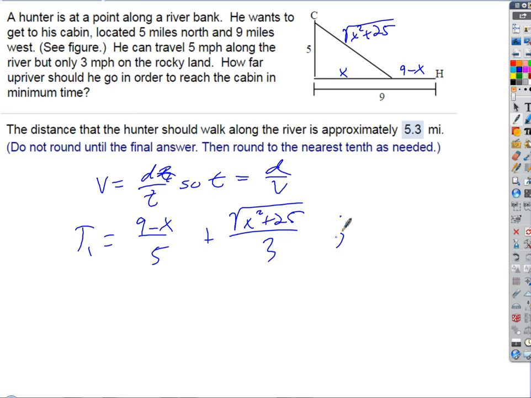What's our domain going to be? This is actually kind of nice, there's no secondary equation needed. X could be 1 to 9, well, probably 0 to 9, depending on where you leave the river. And how far upriver should he go in order to reach the cabin? Let's say we got an answer of x equals 5. What would the answer be? 4, because that distance is represented by 9 minus x.